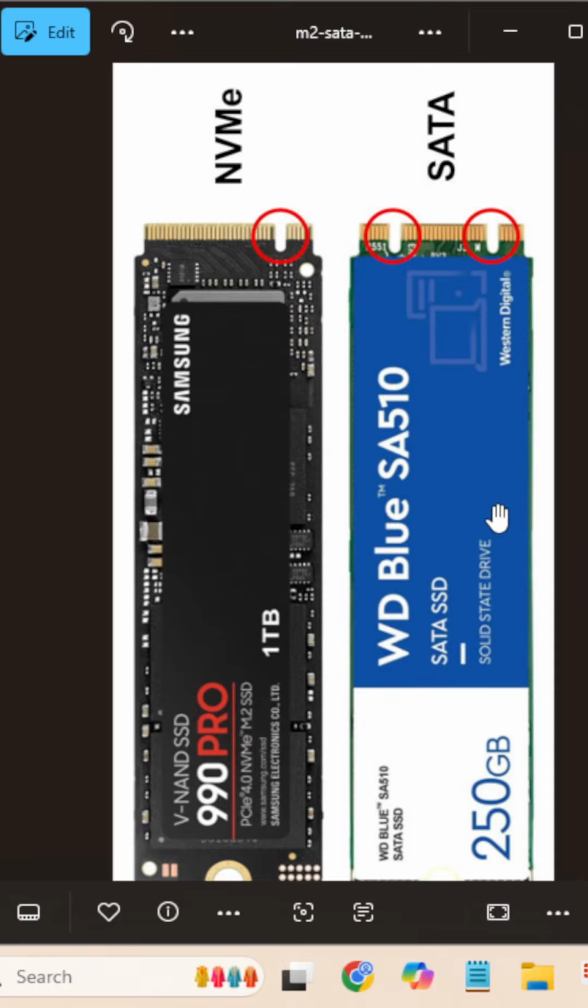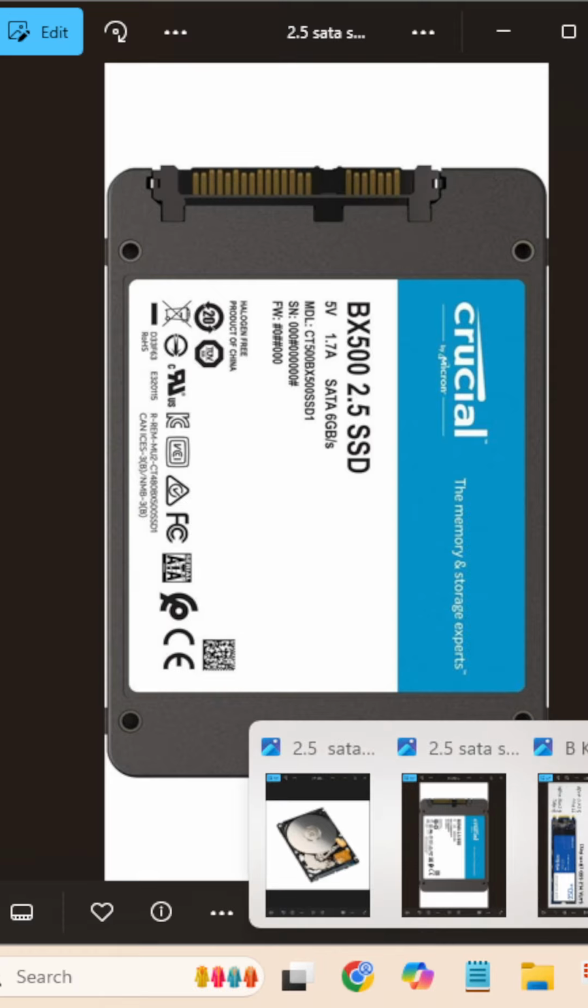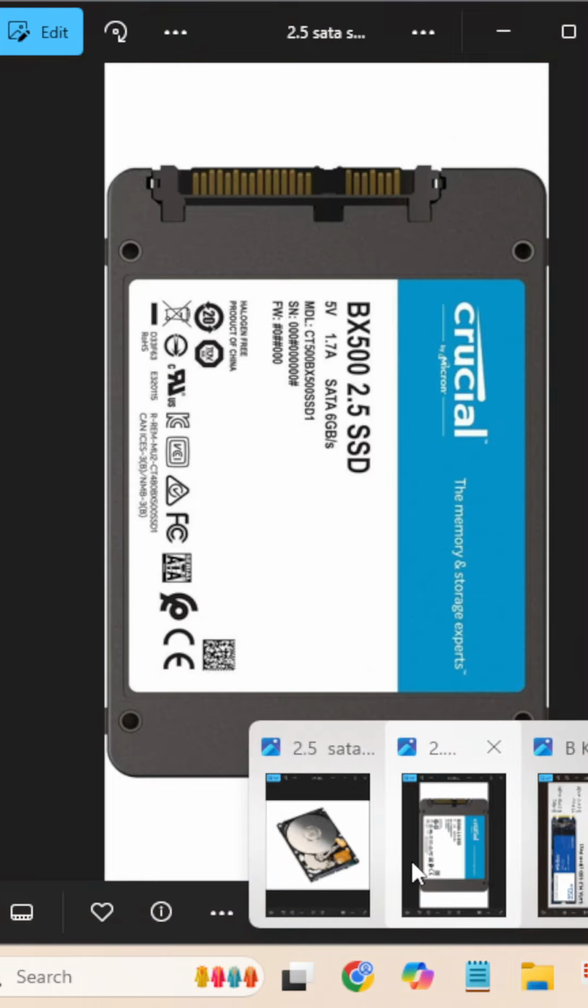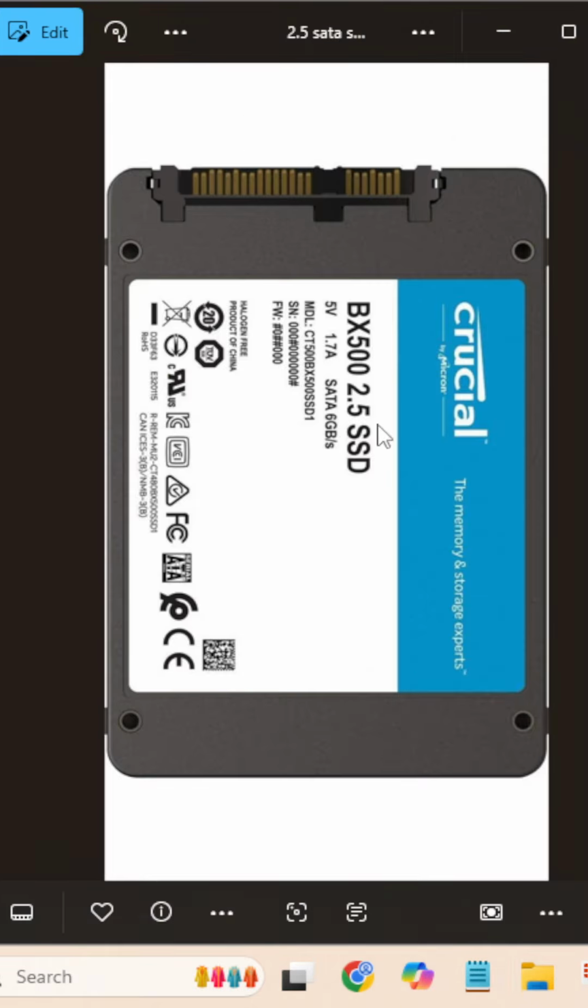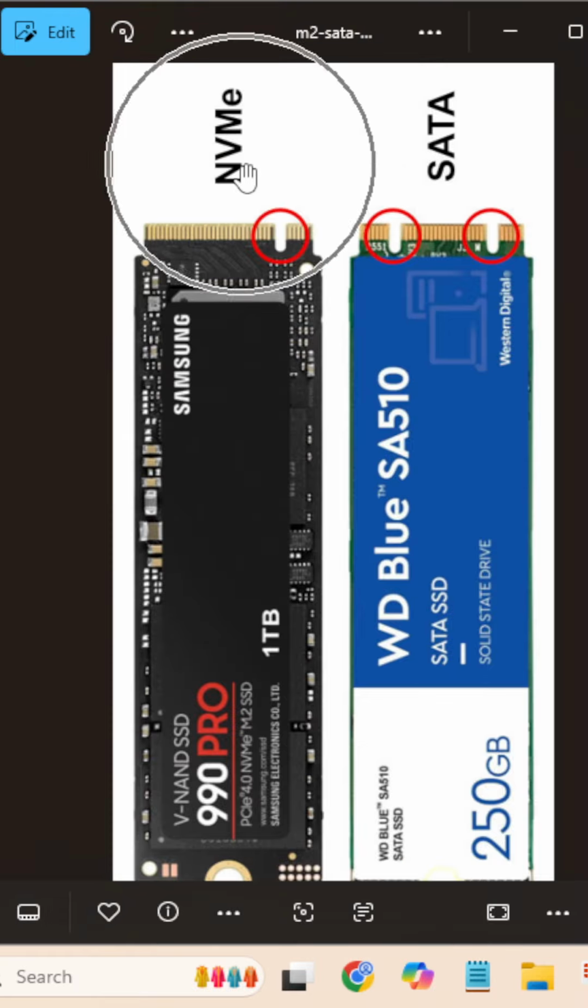And what is the difference between this M.2 SATA SSD and the 2.5 SATA SSD? Both support the same speed, but the M.2 SATA SSD occupies less space compared to the 2.5 SATA SSD. That is the main difference. And NVMe stands for non-volatile memory express. It uses the NVMe protocol.